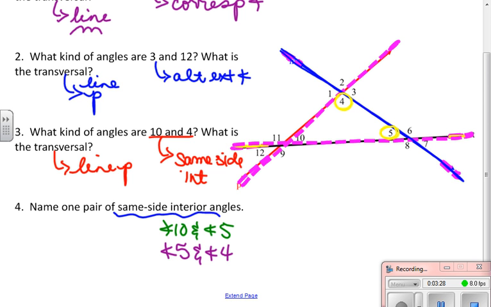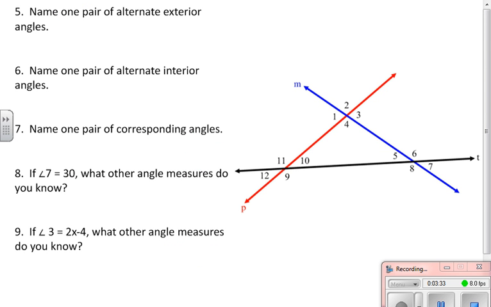So it's always important to know what your transversal and your intersecting lines are. This would be a great place to pause the video and try these 3 examples on your own, and then come back and check your work.